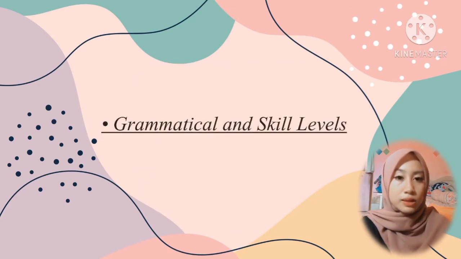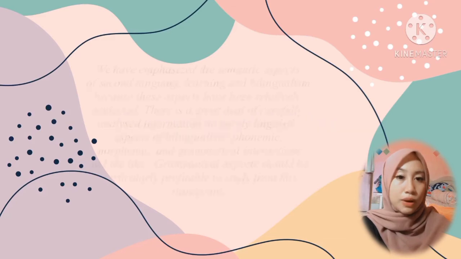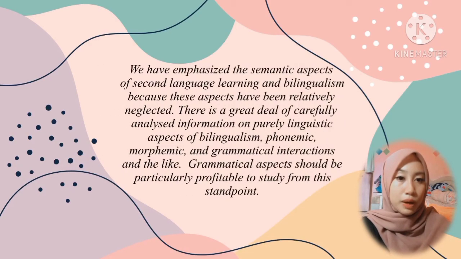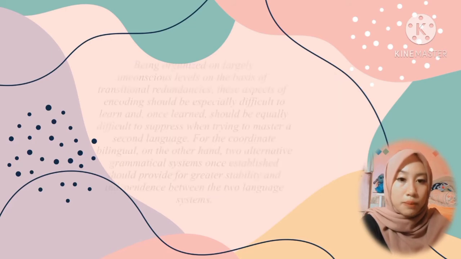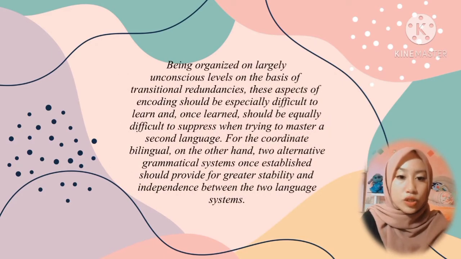Okay, next, grammatical and skill levels. We have emphasized the semantic aspect of second language learning and bilingualism because these aspects have been relatively neglected. There is a great deal of careful analysis and information on paralinguistic aspects of bilingualism, phonemic, morphemic, and grammatical interaction, and the like. Grammatical aspects shall be particularly profitable to study from this standpoint, being organized largely on the sentence level on the basis of transitional redundancies.